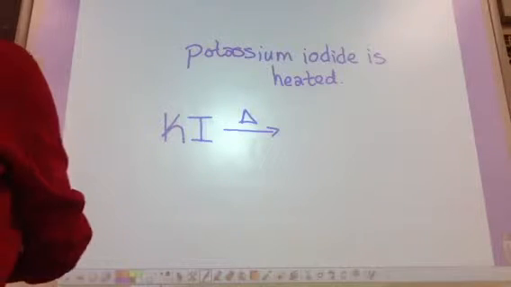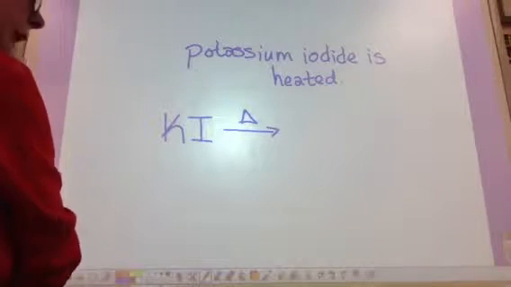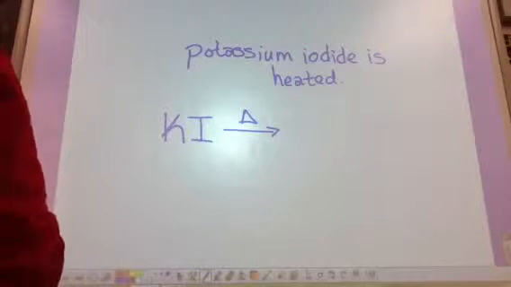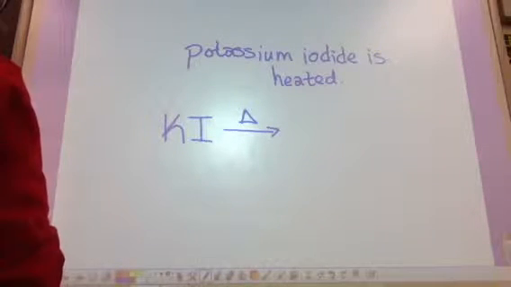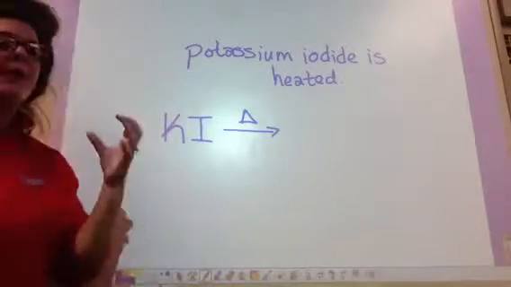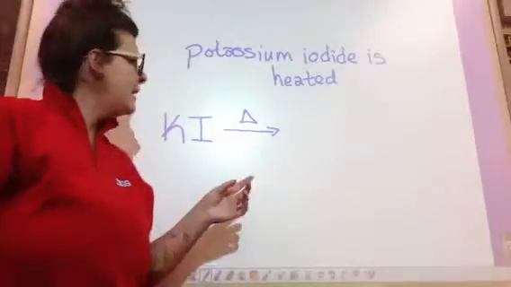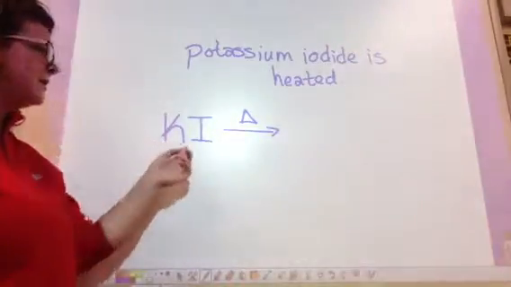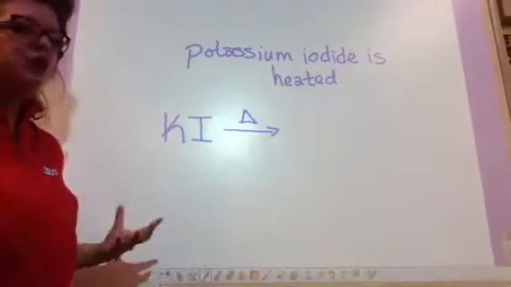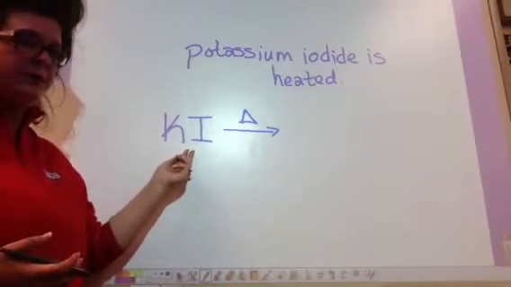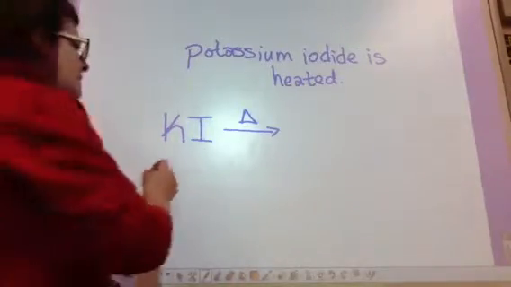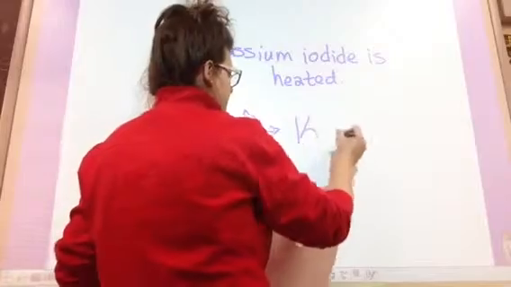There is only one type of reaction that I know where there's only one reactant that's present. What is that? That is decomposition. So then I have to go through my decomposition rules. I know that this is just a binary compound. I have potassium and I have iodine. If I have just two elements in a compound together, it's going to just break down into their elements.